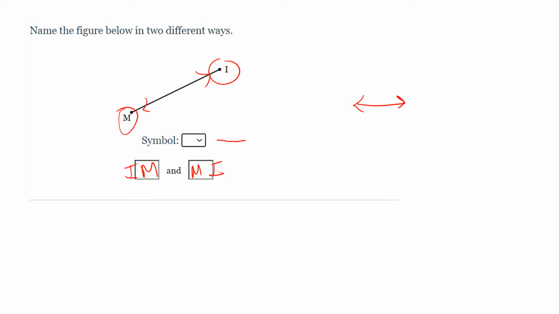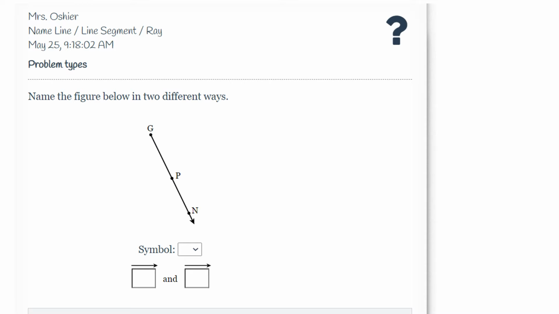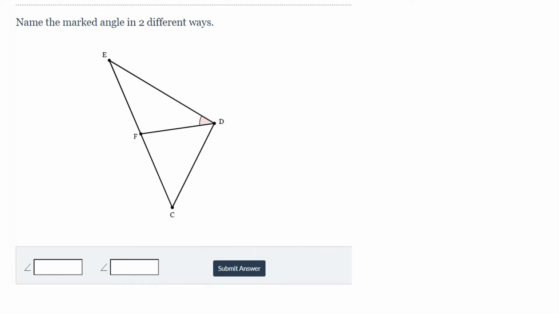For a ray, it's different. For a ray, the symbol is this, which you can see I've already plugged in, and it's there and there. To name a ray, it's different because you have to start with the endpoint. So G is the only option to start with, but then the point it goes through is what can change. So I could call this ray either GP or GN because I'm saying it goes to infinity through the other point. So that's how to name a ray.